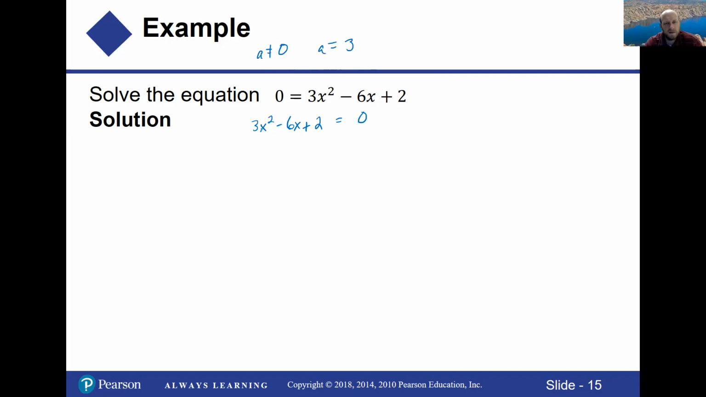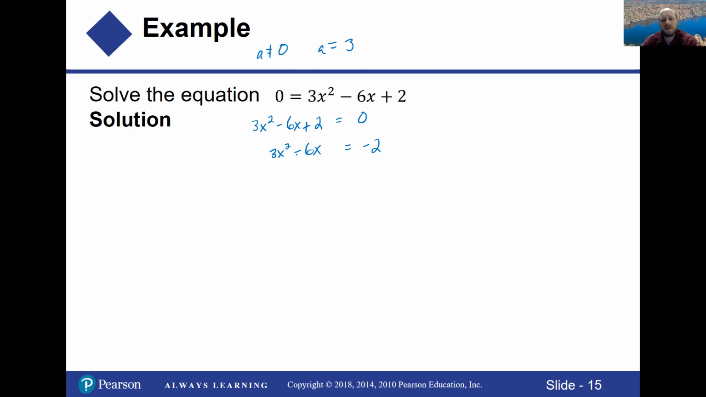So what I have to do here, in the last section, I factored it out. And that's definitely one way you could do it. The other way is you could divide it off, and I'll show you what I mean. So I'm going to start it the same way. I have 3x squared minus 6x. I'm going to move the 2 over to the other side.